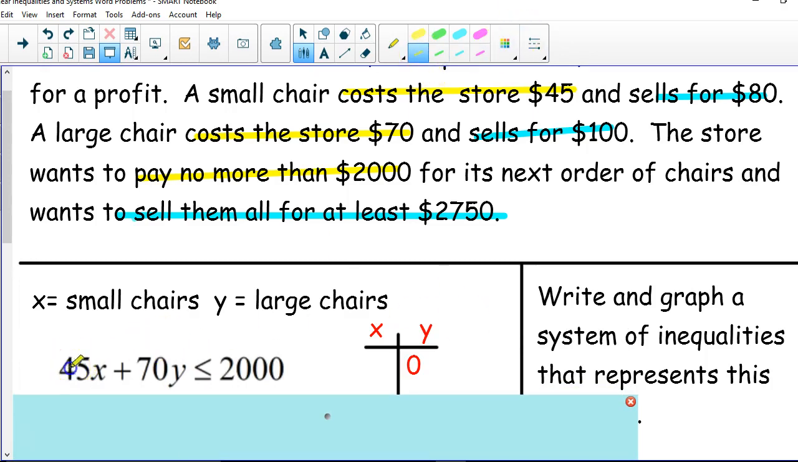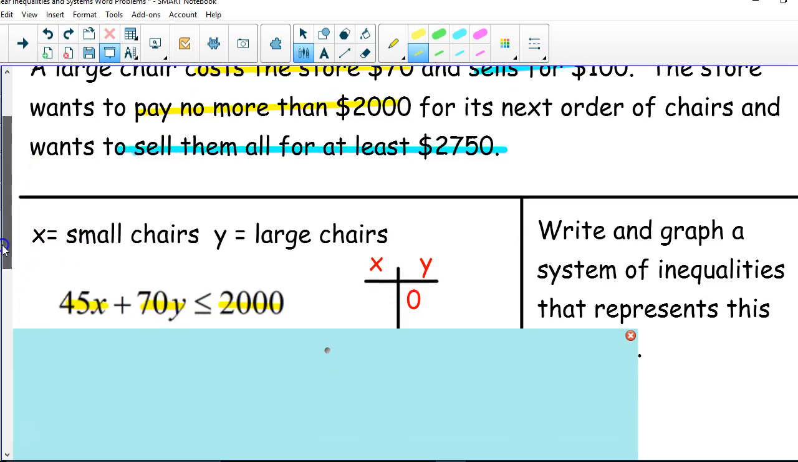Let's just look at the first equation. You can see I have the 45X. That's the cost for the small chair. Plus I have 70Y. That's the cost for the large chair. Has to be less than or equal to 2,000. That's their total cost they want to pay. They don't want to pay any more than that, and that's why it's less than or equal to. They want to pay no more than $2,000. That's the most they want to pay. So this 45X plus 70Y has to be less than or equal to $2,000.